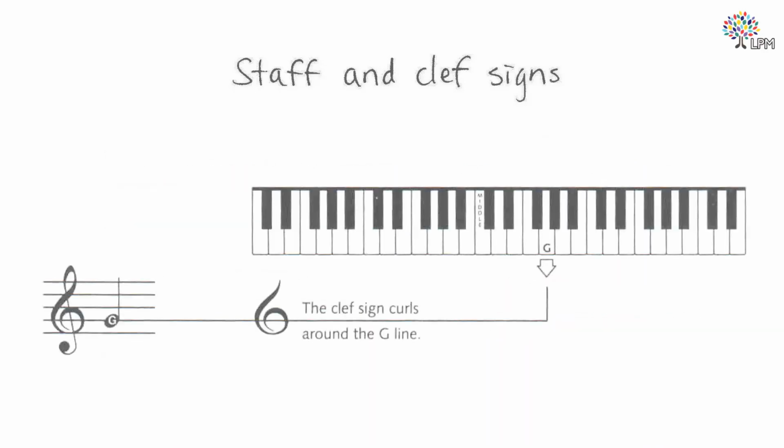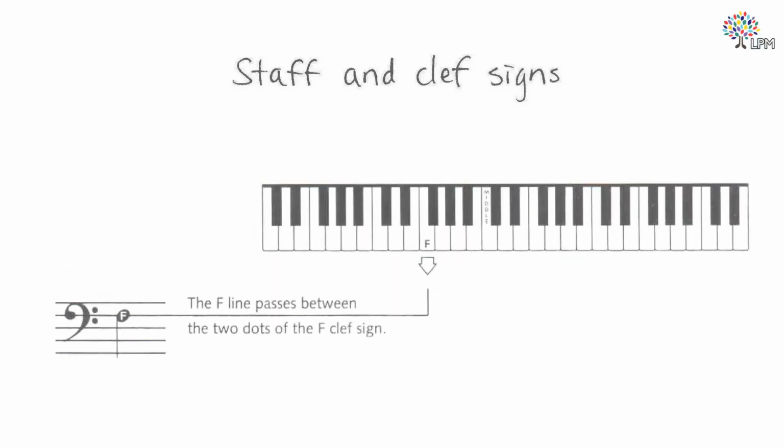The treble clef curls around the G line, which is the G above middle C. Interestingly enough, the sign came from the letter G, so it is sometimes also referred to as the G clef. The bass clef sign begins at the F line below middle C, so it is also called the F clef. As you probably already guessed, the sign came from the letter F.